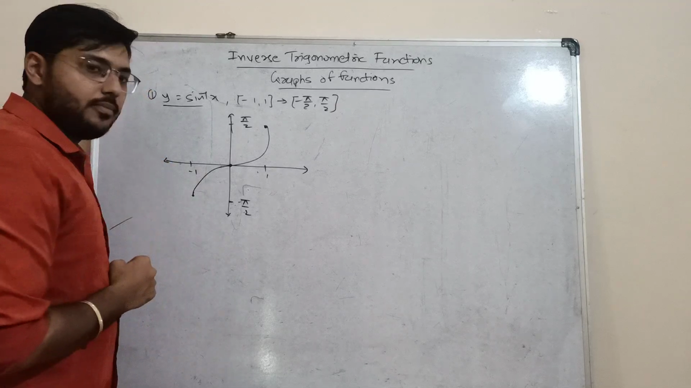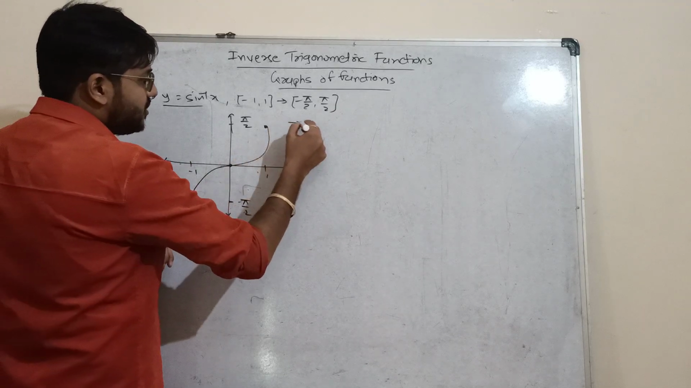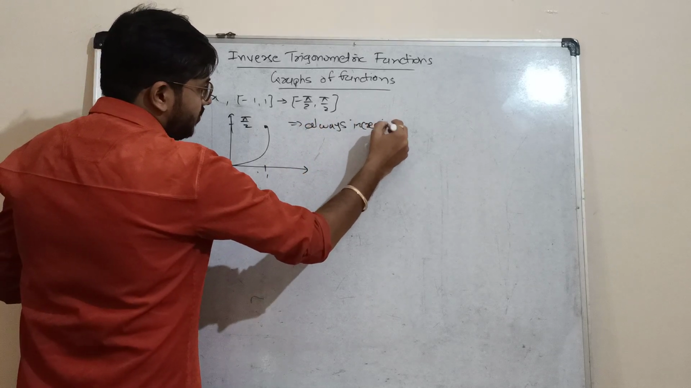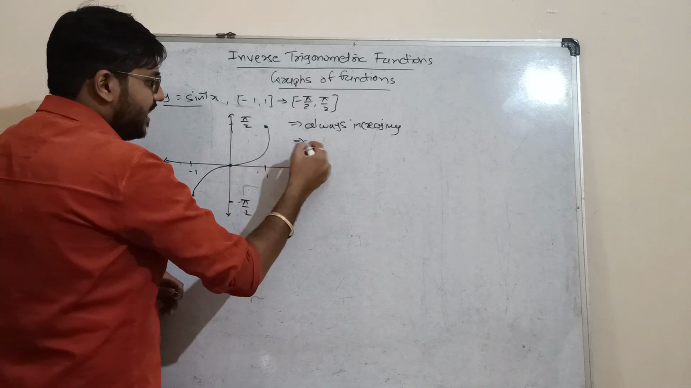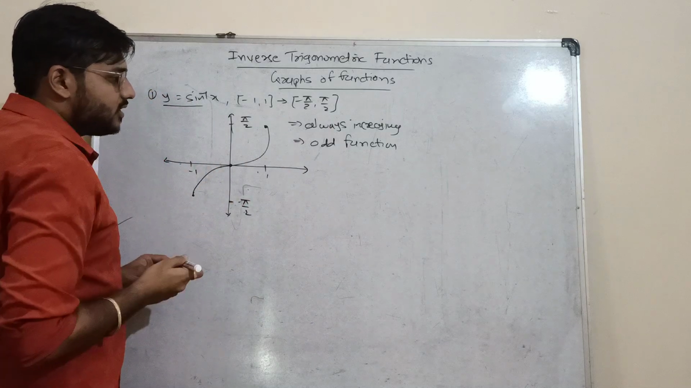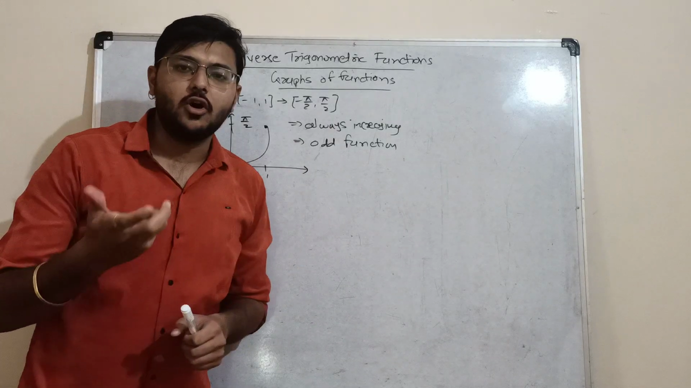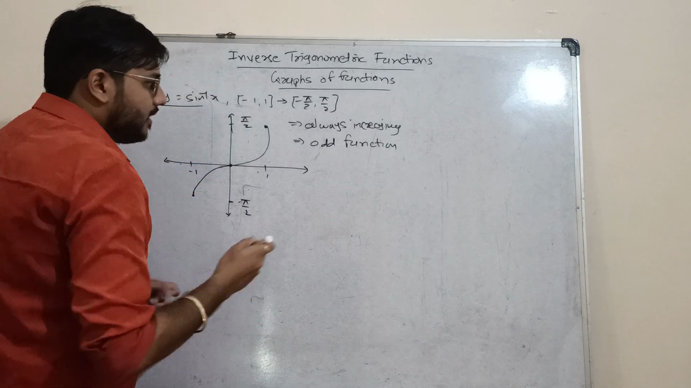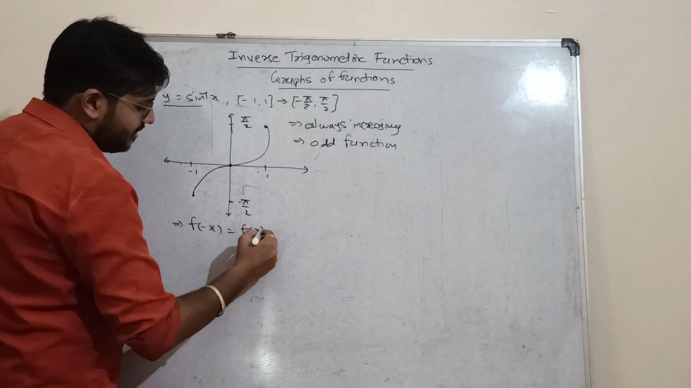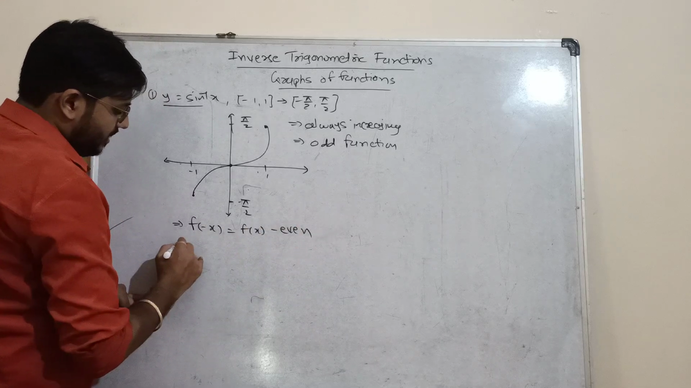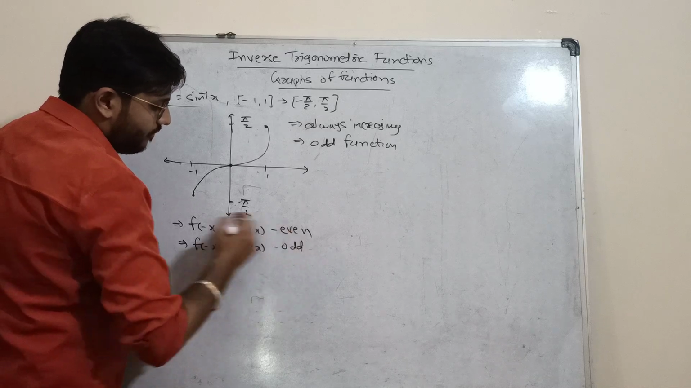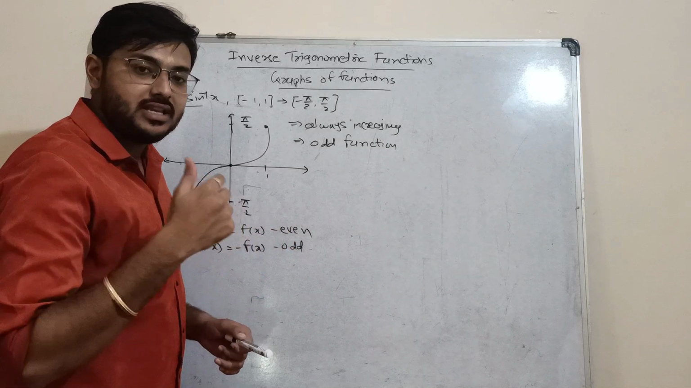So what things can we observe? First, we can say that this function is always increasing. And second, it's an odd function, right? Now maybe you have a doubt about what an odd function is, so let me clear that point. If for a function f, f of minus x equals fx, then we consider it an even function. And if f of minus x equals minus fx, then we consider it an odd function, right? That is the definition.